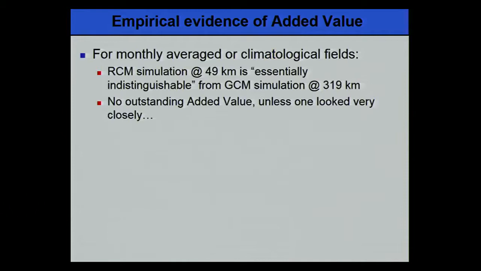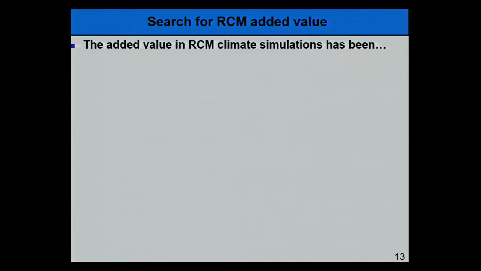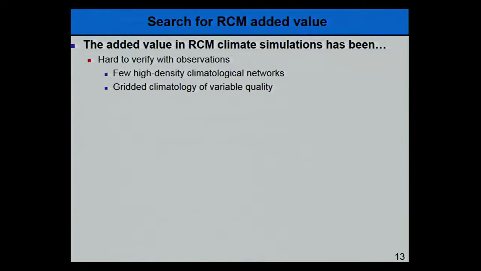So the conclusion is that for monthly averages, or even more for climatological fields, an RCM simulation at 50 kilometers is essentially, in quotes, indistinguishable from a global model at 300 kilometers. There's no outstanding value unless one looks very closely, and I'll do that in a moment. So the added value in regional model simulation has been very hard to verify with observation because, for one thing, there are very few high density climate networks, except maybe in Europe, and even less gridded climatology of variables.